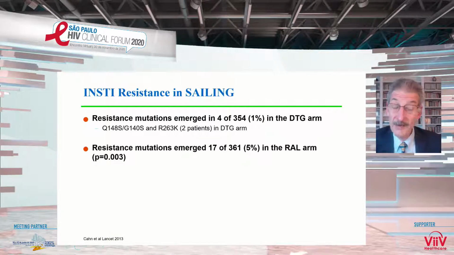Resistance mutations did appear, however, in 4 of the participants in the dolutegravir arm. 2 of them had mutations at 148 and 140, as well as at 263. And resistance emerged much more commonly in the raltegravir arm, and this was a statistically significant difference in proportions.